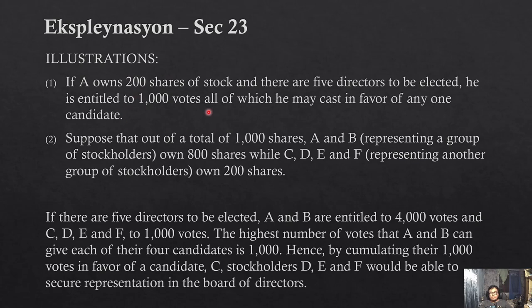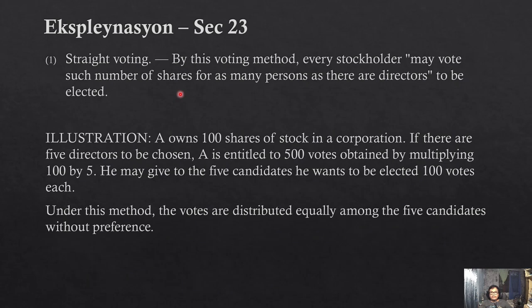Kung 1,000 votes na meron, pwede niya ipasok doon sa isang tao. Lima sila, limang candidates. Apat sa kanila masama. Yung isa mabait. Pagdating kay straight voting, wala siyang magawa. Kahit hindi niya iboto yung apat, masasayang yung 400 votes niya. Di ba? Kasi maximum 100 votes lang malagay niya kay isang mabait na director. Pangit si straight voting, no, napaka-restrictive.